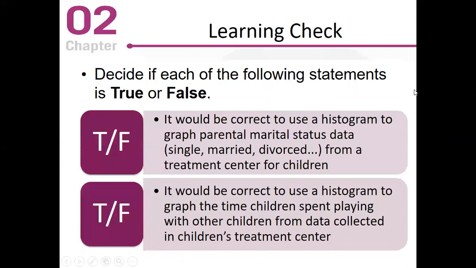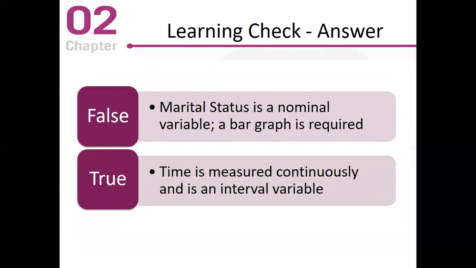Okay, a couple more questions. True or false? It would be correct to use a histogram to graph parental marital status data, single, married, divorced, from a treatment center for children. Okay, that is false. A histogram is for continuous numerical data. Those values, marital status, that is nominal data. You would want to use a bar graph. A bar graph would be required there, and you would have spaces between each bar.